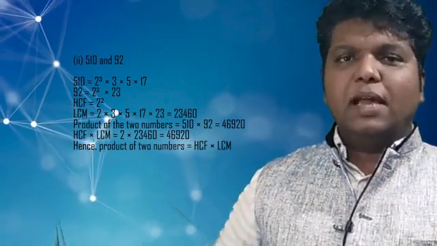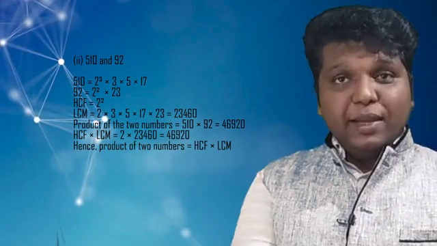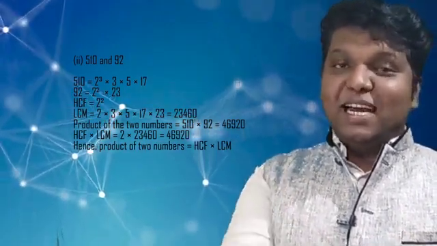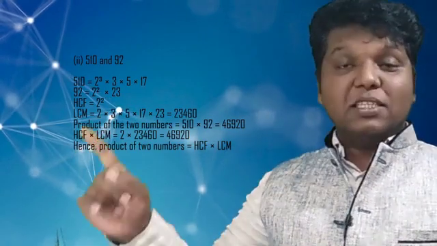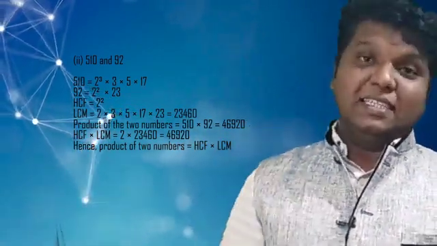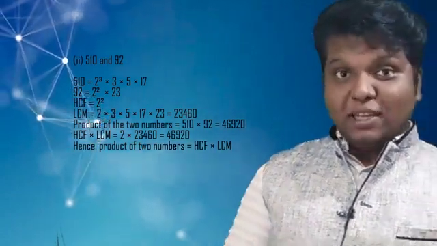That is the only thing you have to keep in mind while doing this. Now let us get to the answer. LCM is equal to what you will conclude? 2 square into 3 into 5 into 17 into 23. What will be the answer? While multiplying all these numbers, you will get 23,460. It's a very big number, right? Anyhow, you got that number.